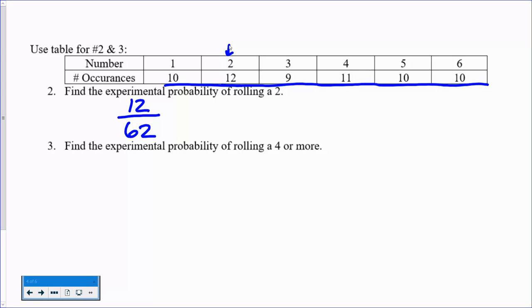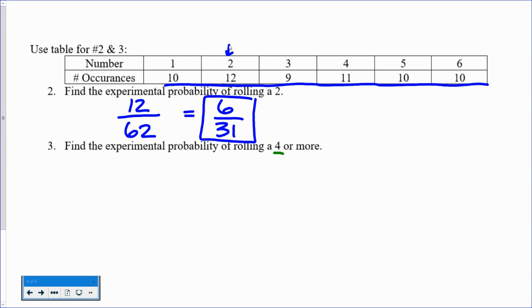Okay, and then that's my probability, but I'm going to need to divide both the top and bottom by 2. So 6 out of 31 would be the simplified form for my answer. Okay. All right, for number 3, find the experimental probability of rolling a 4 or more.